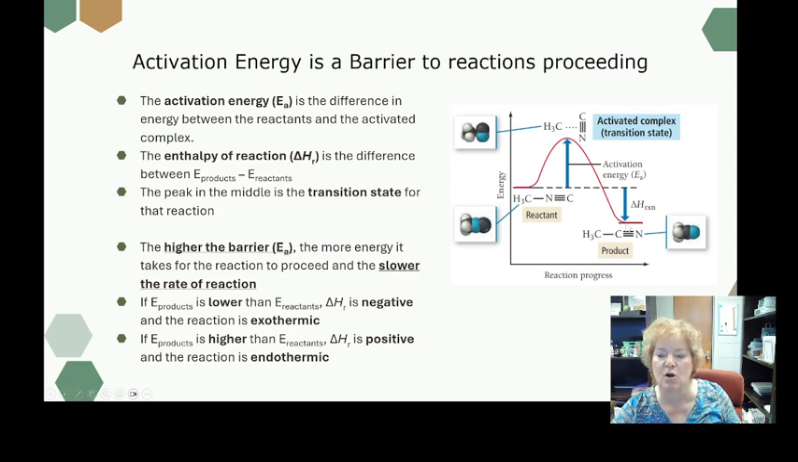So if the products are less than the reactants in energy, we'll end up with a negative delta H, because this number is lower than this number. When I subtract final minus initial, I get a negative number. So a negative enthalpy tells me they're lower in energy, and it's an exothermic reaction.